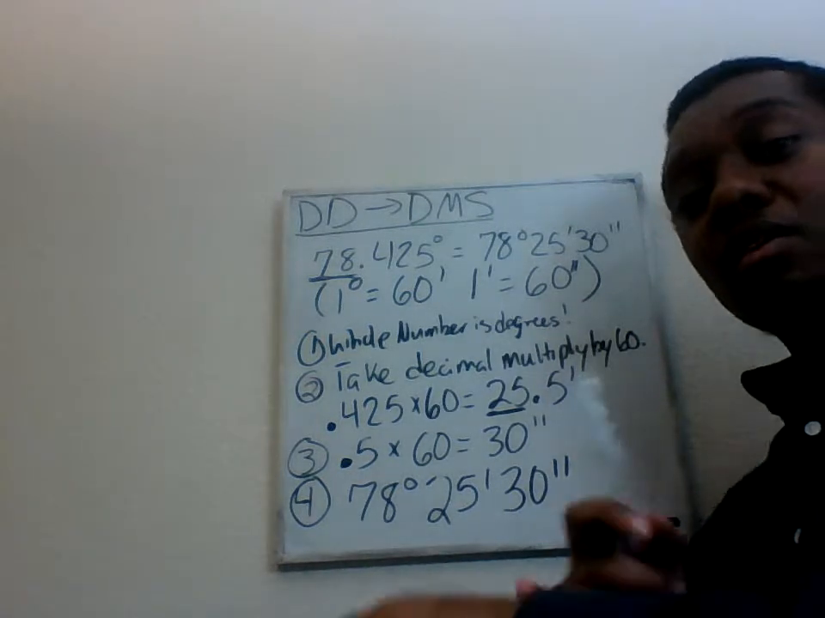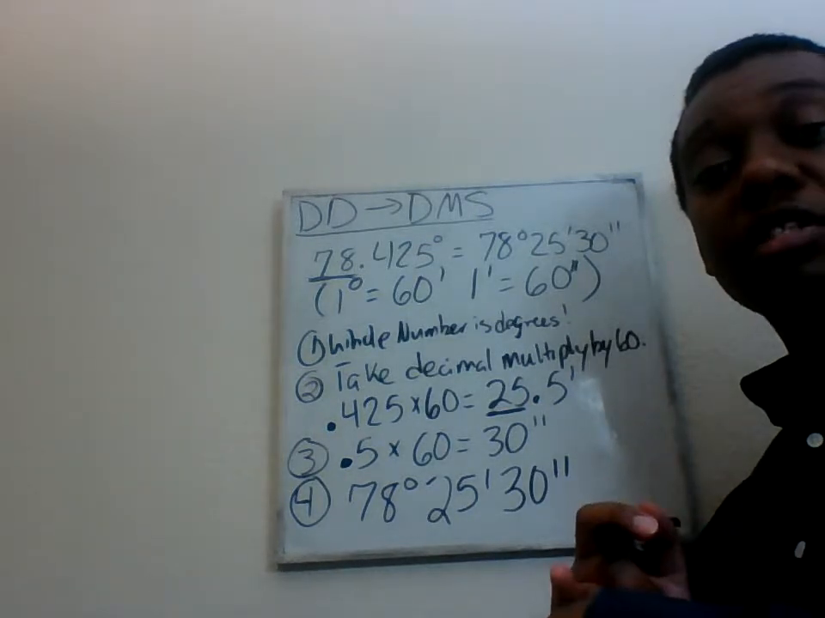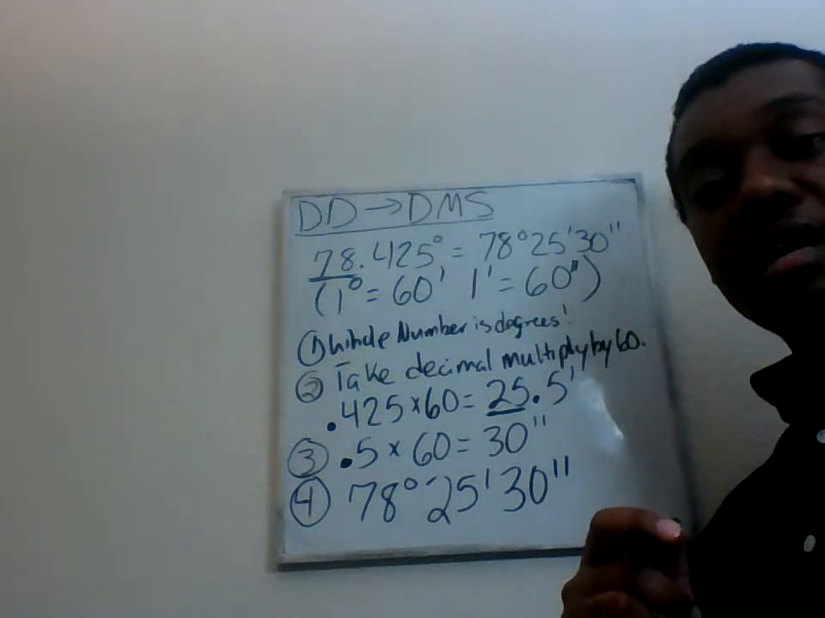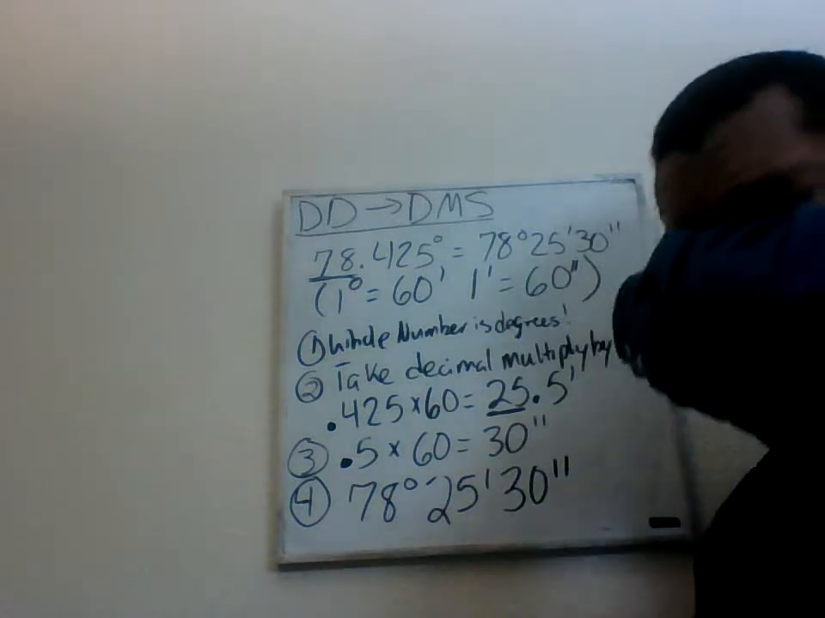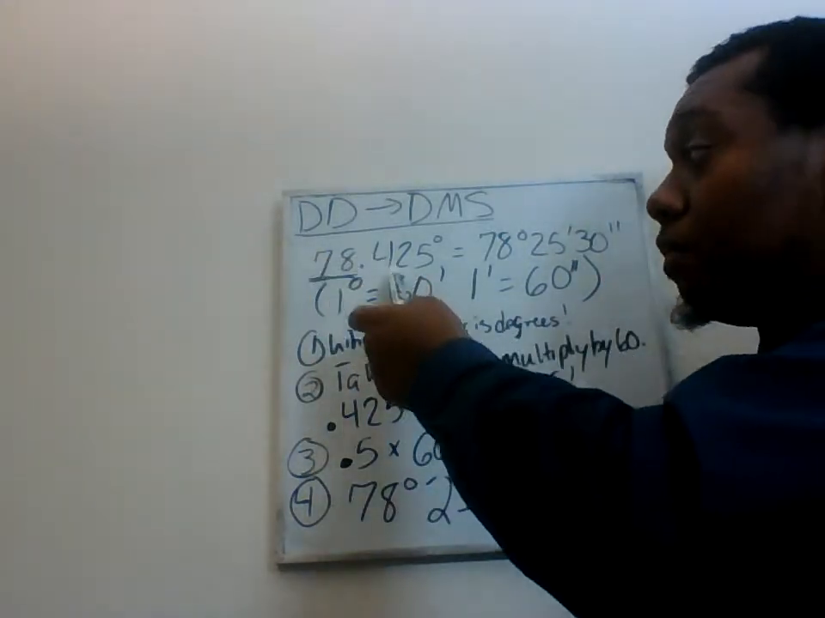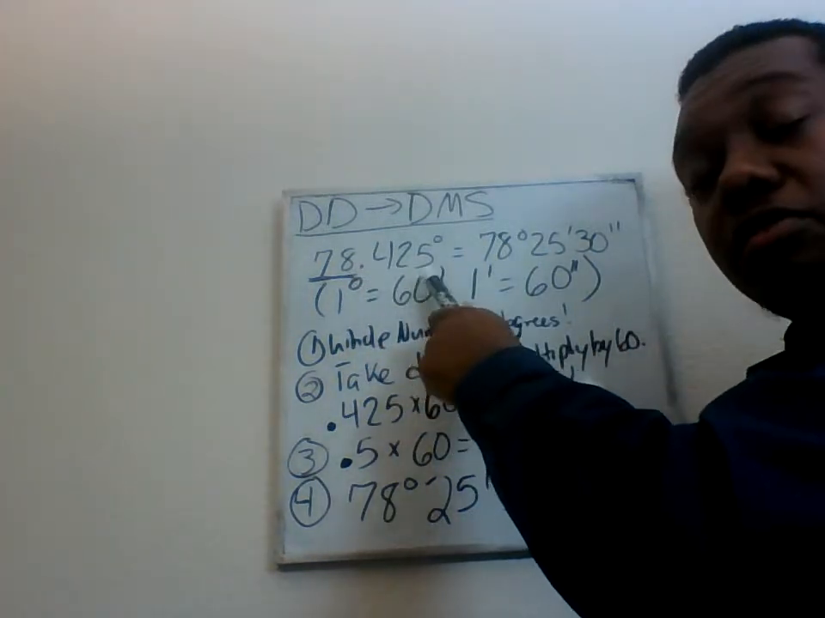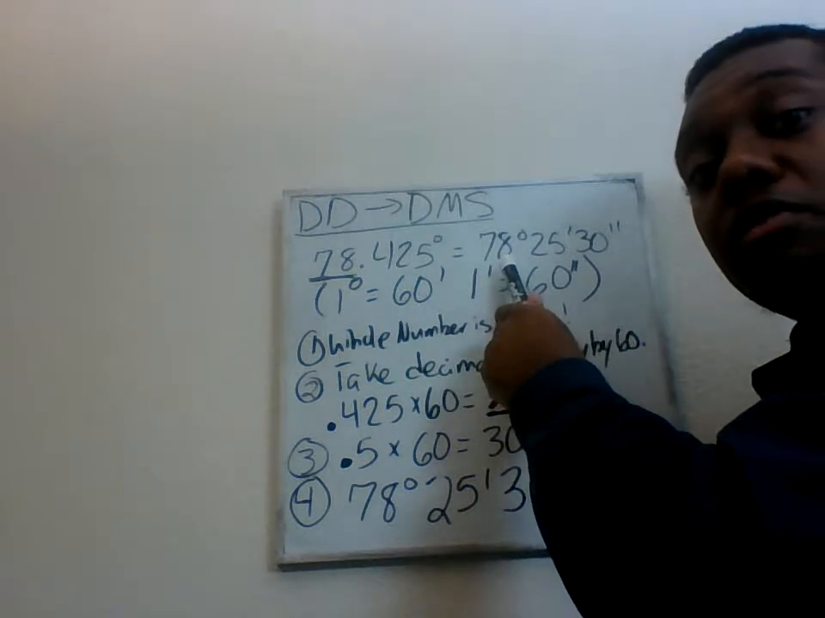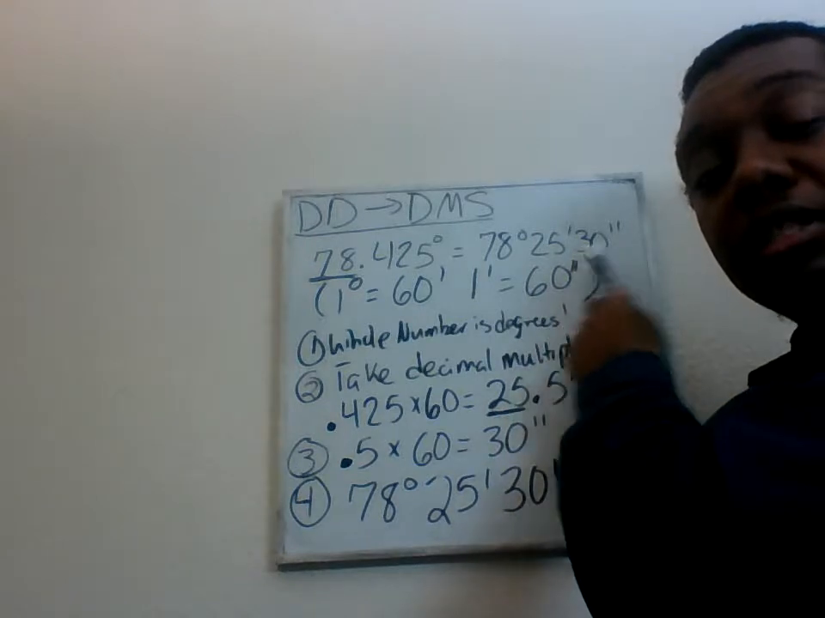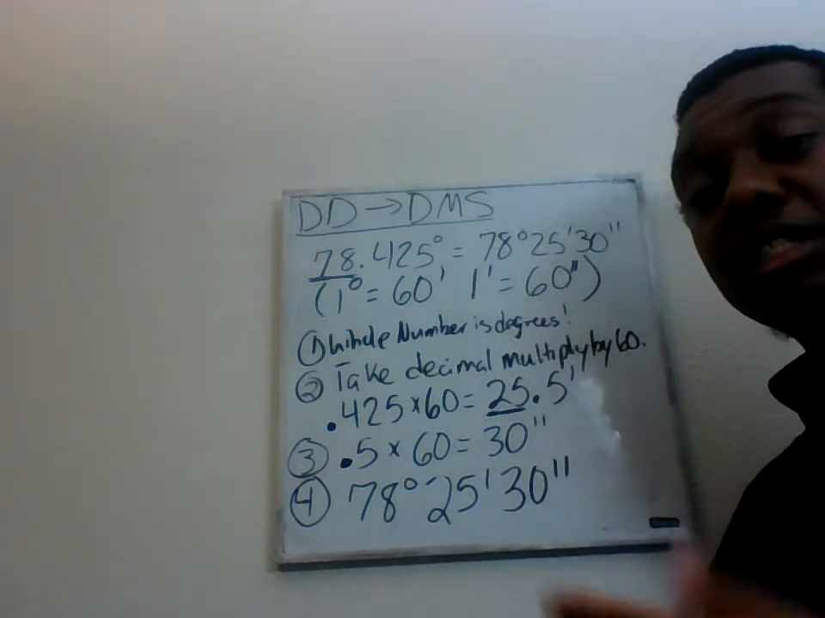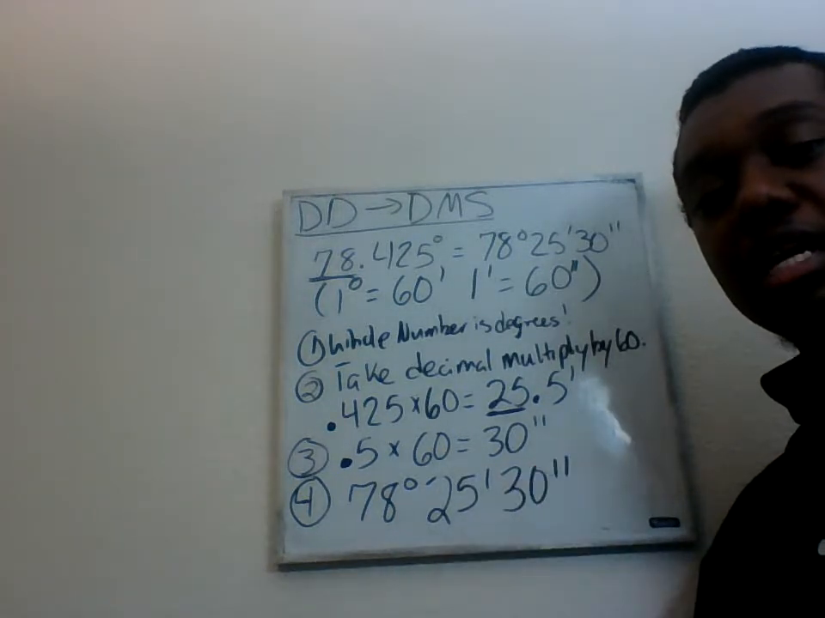No, you're not going to do that. You're going to say, okay, well, if I'm working 78 hours and I have 0.425 hours left over, okay, how many minutes is that? Okay, how many seconds is that? And that's how long I'm going to work. Well, if you convert 78.425 hours into hours, minutes, and seconds, you will get 78 hours, 25 minutes, and 30 seconds. That's exactly what you will get. Okay, so that's going from decimal degrees to degrees, minutes, seconds.